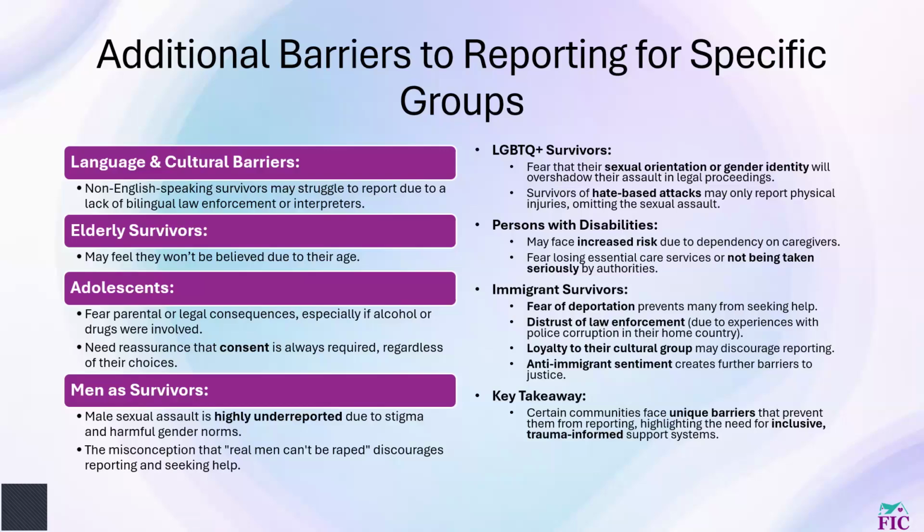Okay. When it comes to those that have disabilities, they may face increased risk, especially from their caregivers. They need that caregiver to be able to help them throughout the day. Okay. And reporting that may mean they will lose that support. Okay. When it comes to immigration, of course, fear of deportation. So if I choose to report, and law enforcement is saying, hey, it's okay to report, I'm thinking, oh, what if they find out I'm undocumented? And so that fear of deportation is a big one for immigrant survivors. And then distrust of law enforcement or even loyalty to their own cultural group.